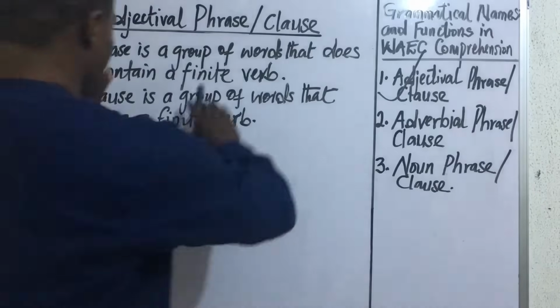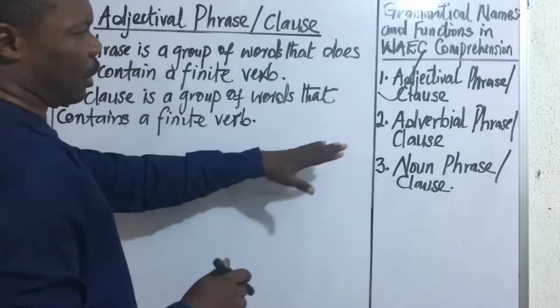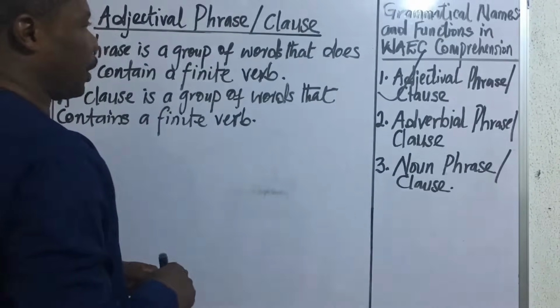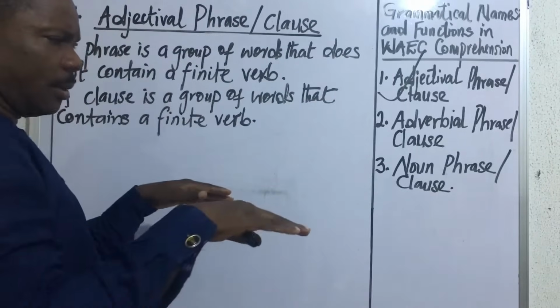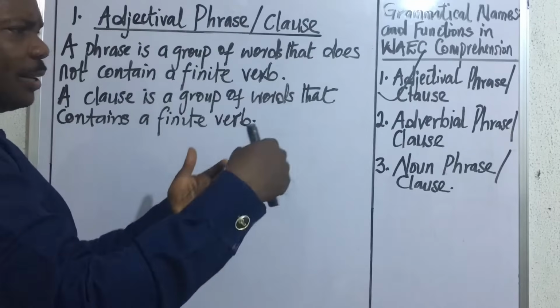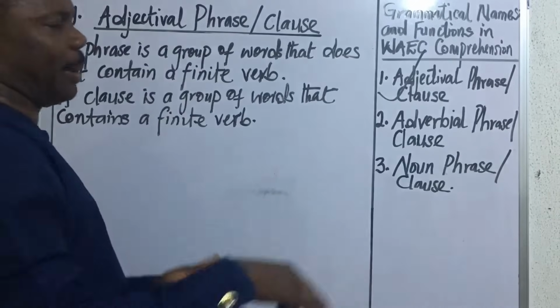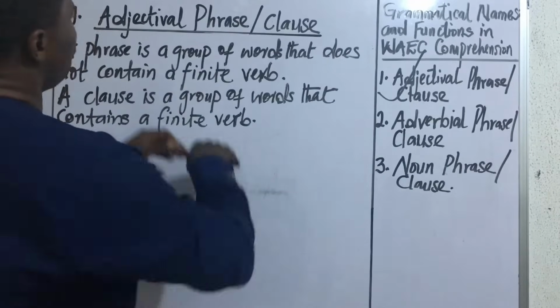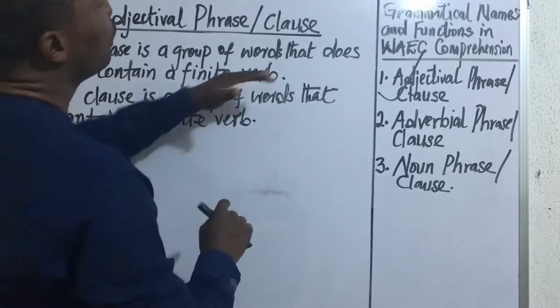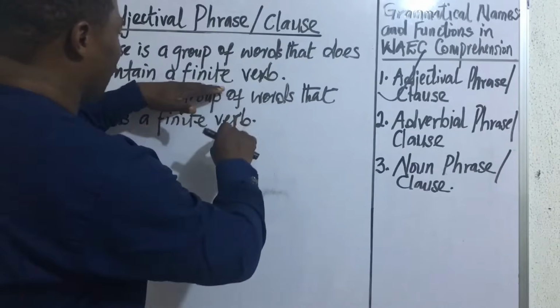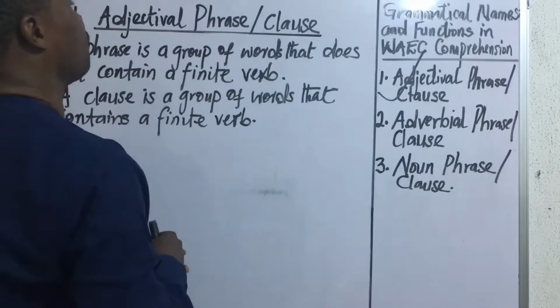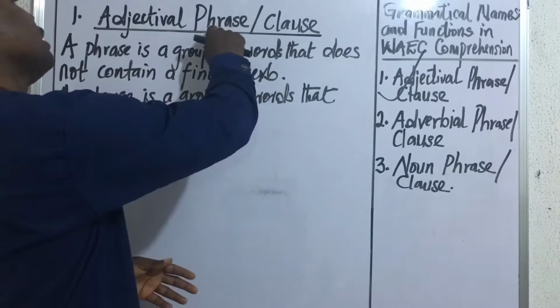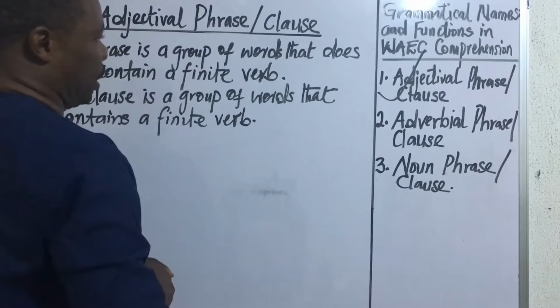Alright, this is important because whatever expression they are going to give to you in WAEC will either be a phrase or a clause. So when you look at the group of words that have been highlighted or italicized or brought under the passage, if the words contain a final verb, then you say it's a clause. If the words do not contain a final verb, then you say the expression is a phrase.